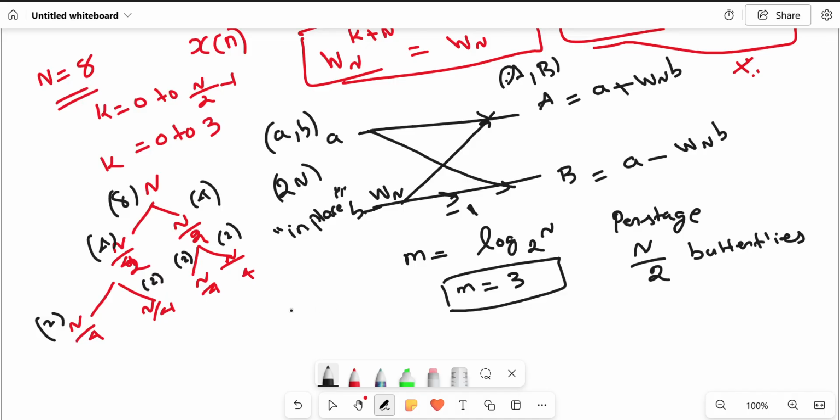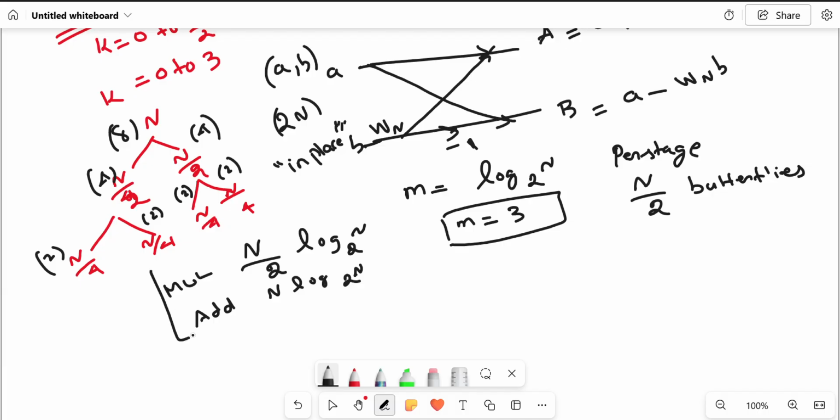Okay. So the total number of complex multiplications will be n by 2 log n to the base 2, and this is the total number of complex multiplications. The total number of complex additions will be n log n to the base 2. So all these fundamentals we have already discussed in detail in the last video, last session.